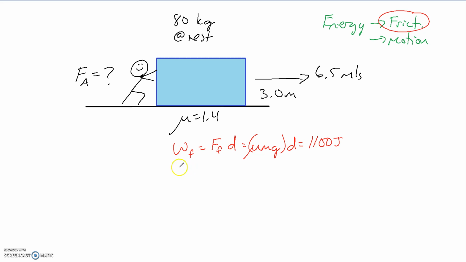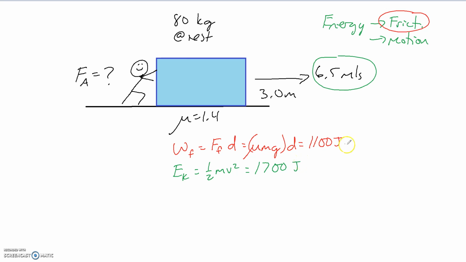Now I can look at the kinetic energy of the box. If I look at the kinetic energy of the box at the very end, so basically 1/2 mv squared, it starts at rest, so it doesn't have any kinetic energy at the beginning. But if I do the 1/2 mv squared for the end part at 6.5 meters per second, I can find that my box has approximately 1700 joules of kinetic energy.